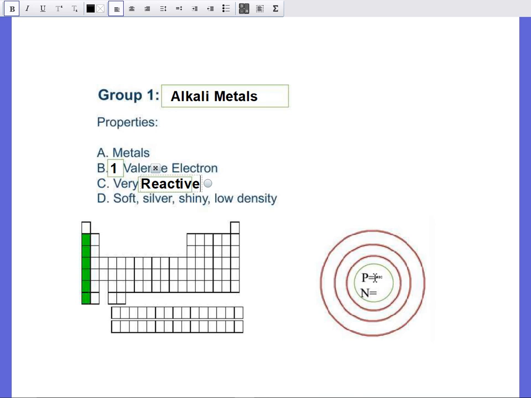So just to prove that it has 1 valence electron, we're going to go back in and draw, we could draw lithium, or we could draw sodium. Let's draw sodium. Sodium has 11 protons and 11 neutrons.